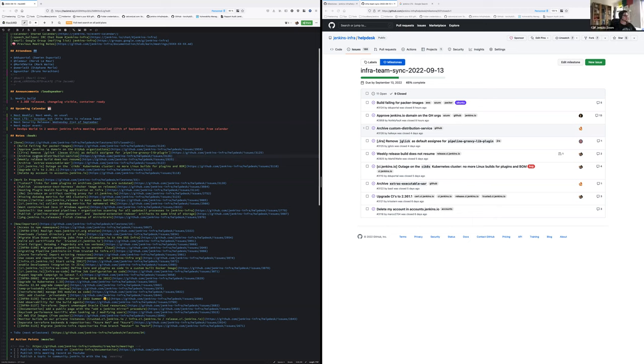Archive custom distribution service. So yes, that has been done. That was a former service that we removed from the infra a few months ago. And I assume that was the repository. Thanks, Tim, for taking care of that one.